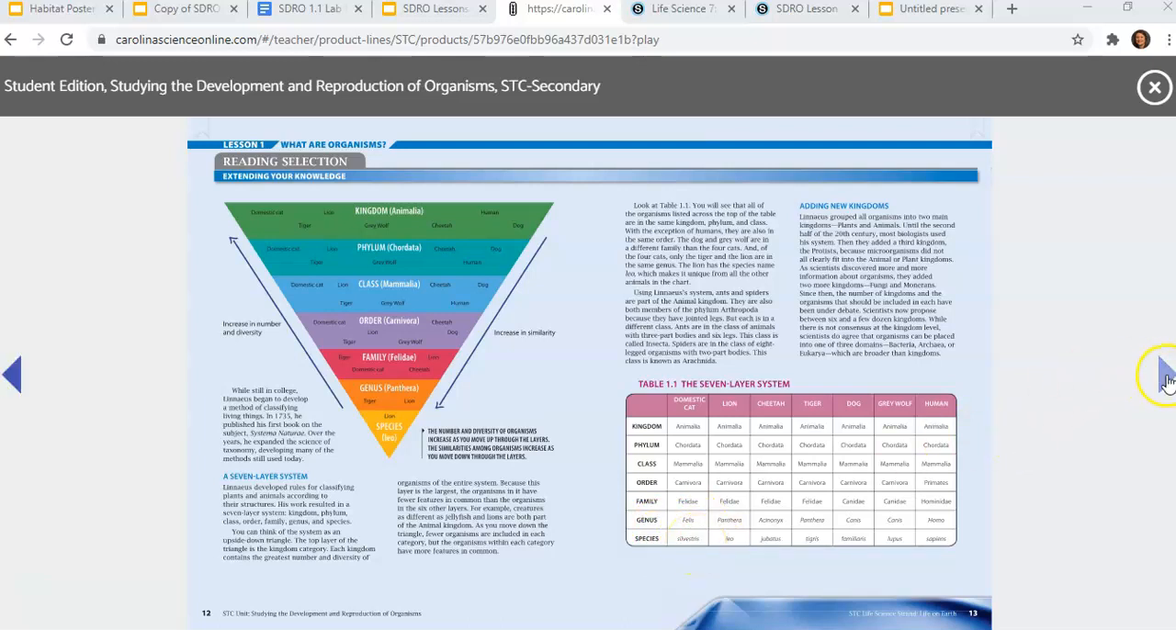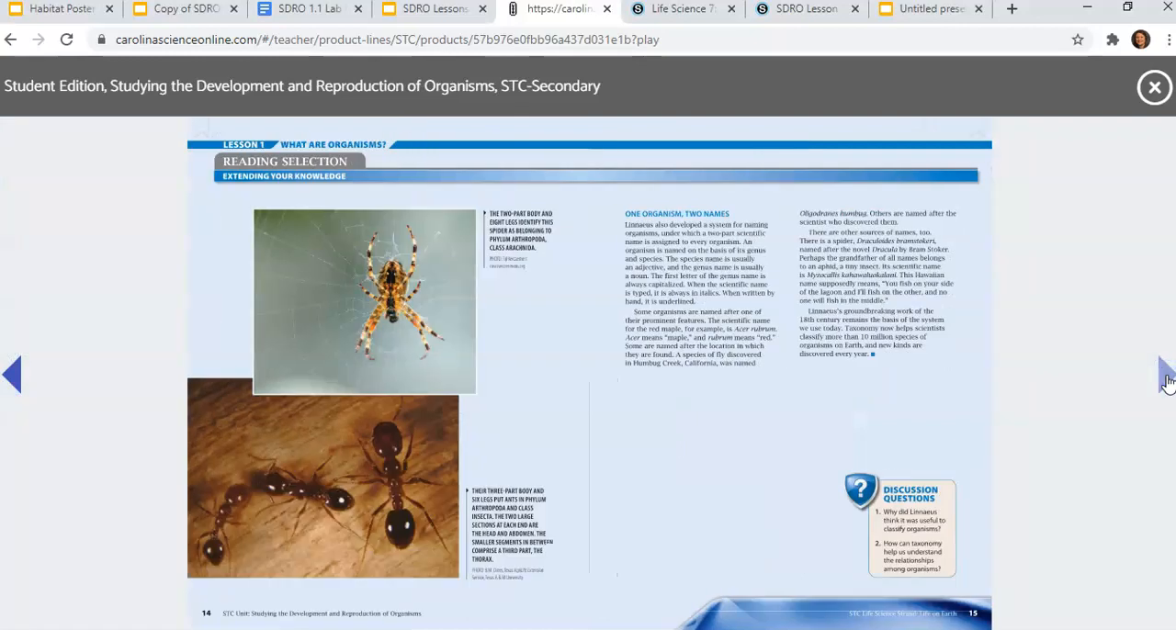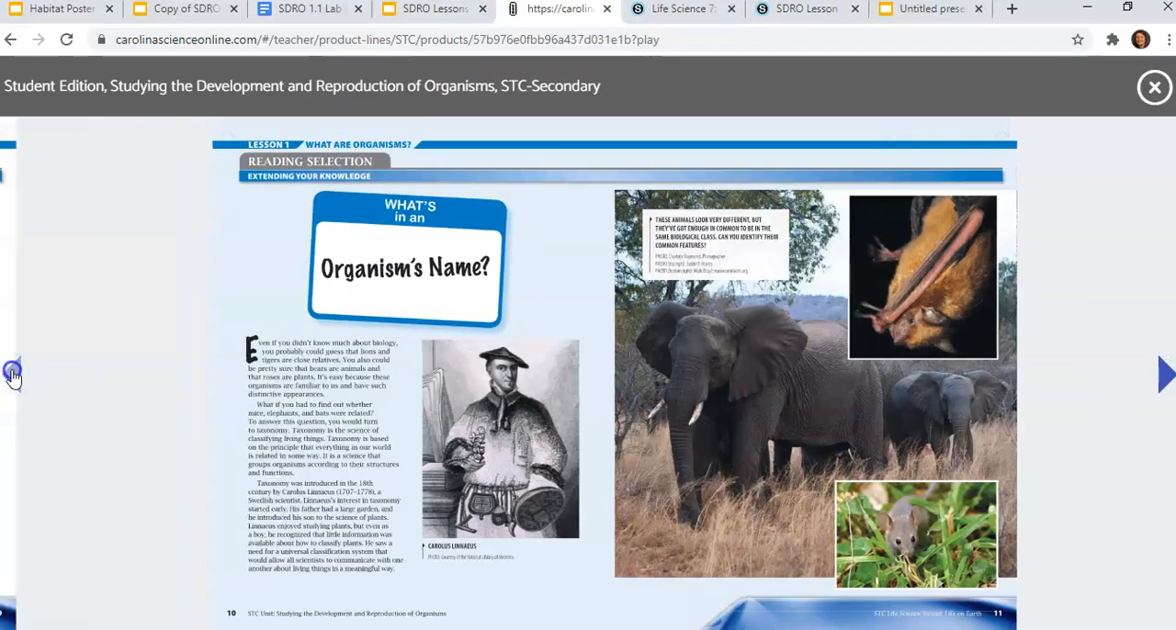Okay, let's move on. It's going to go into detail about that all throughout the reading passage. Okay, let's go back to our lesson. And the next part of our lesson says for us to continue following the procedures. So let's go back to our procedures on our lab report.